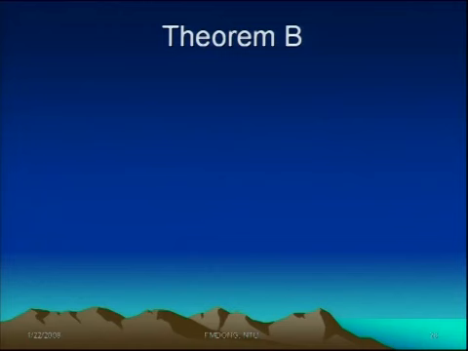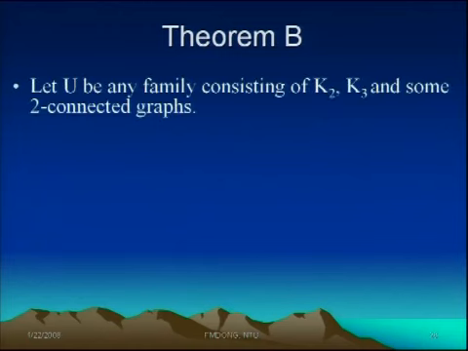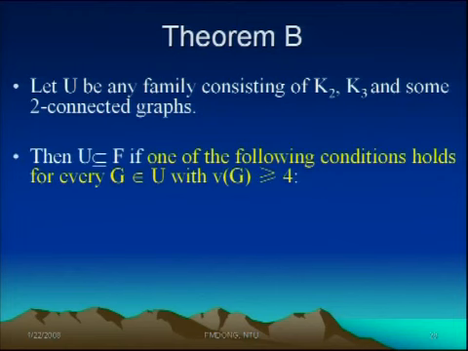Okay. So now we use Theorem 1, Theorem A. We can get another theorem, Theorem B. I don't want to prove Theorem B. Theorem B is completely based on Theorem A, but it's quite useful. Now I take any family U, and in this family U, I want to include K2 and K3. I don't need to include K1; K1 is not necessary to consider. I just need to take K2 and K3 and some 2-connected graphs.